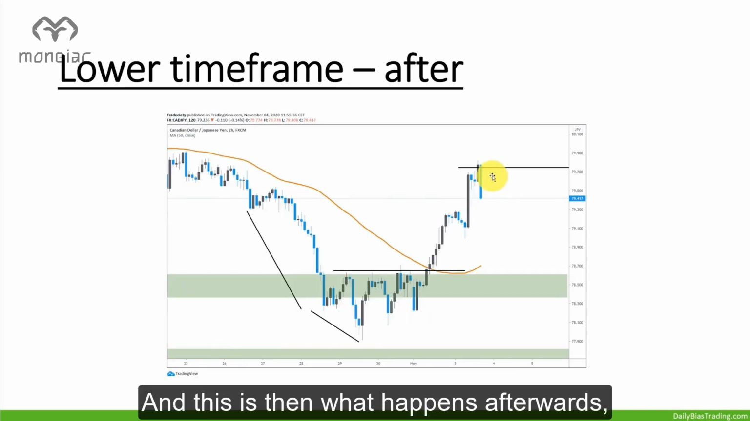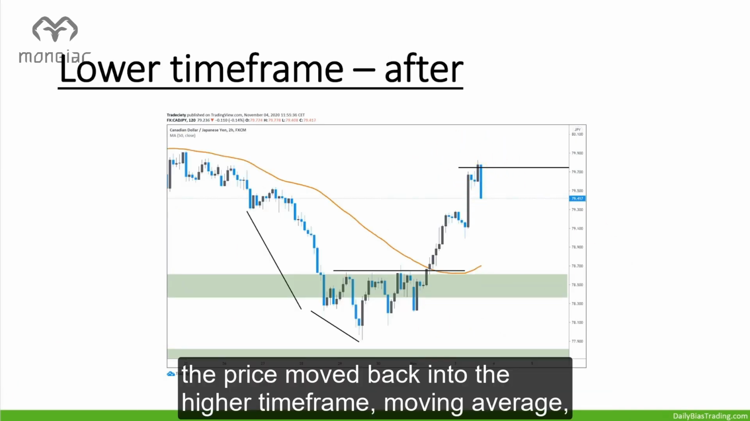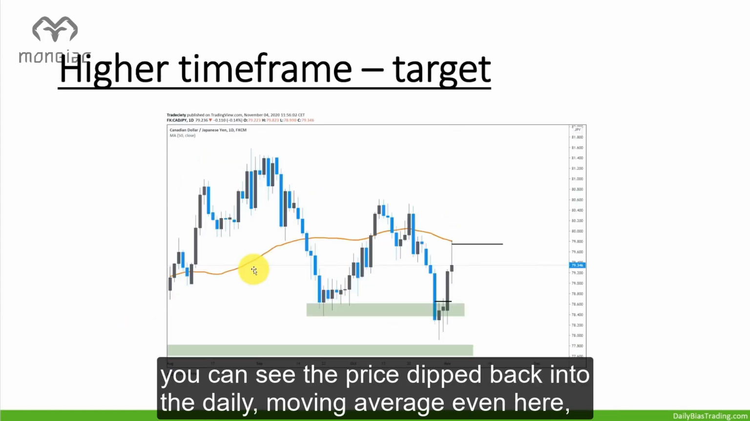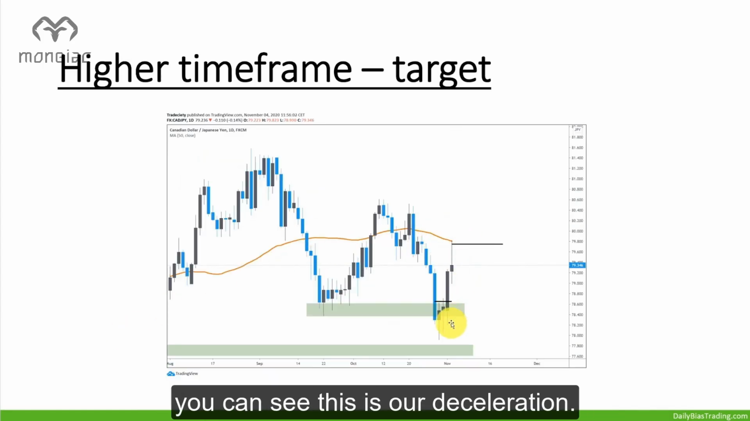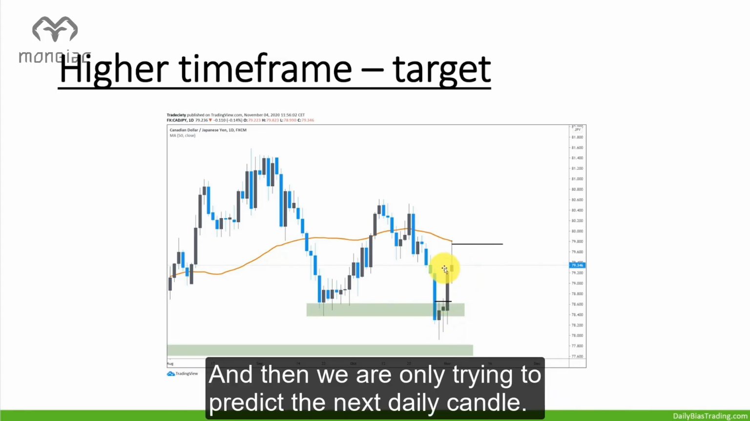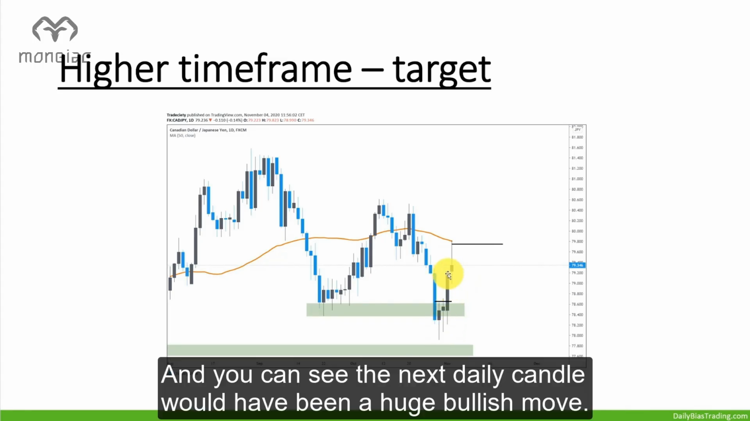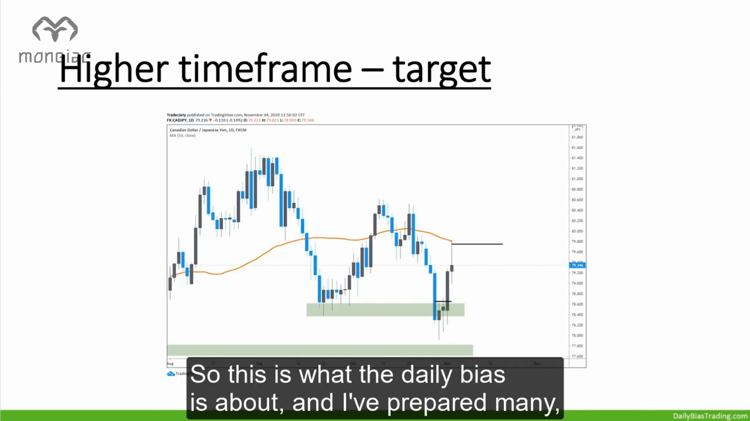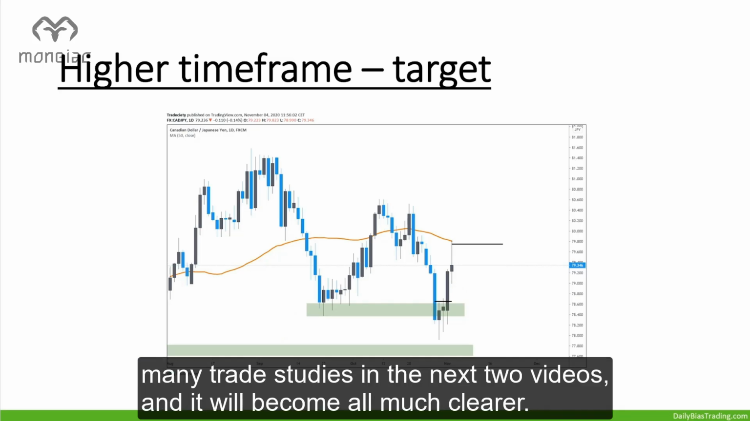And this is then what happens afterwards. The price moved back into the higher time frame moving average. You can see the price dipped back into the daily moving average even here. You can see this is our deceleration, and then we are only trying to predict the next daily candle. And you can see the next daily candle would have been a huge bullish move. So this is what the daily bias is about. And I've prepared many trade studies in the next 2 videos, and it will become all much clearer.